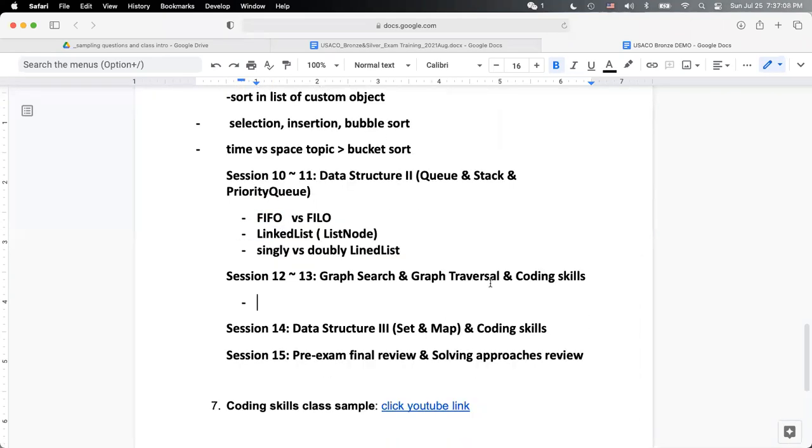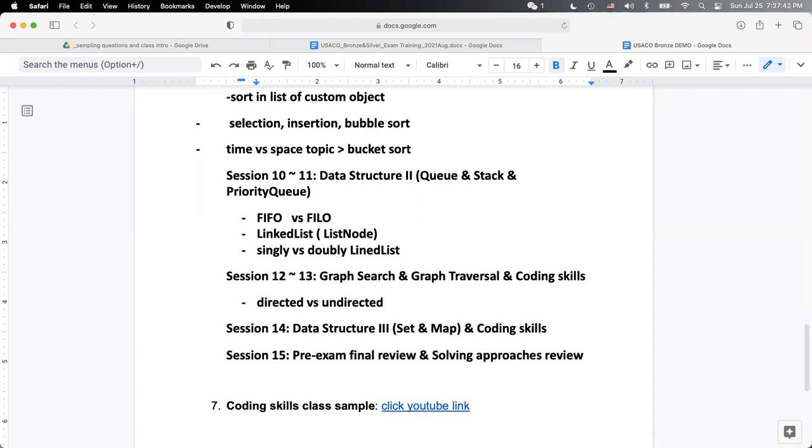Regarding graph search, graph traversal, and coding skills, we explain what the coding skill behind it is. In general, the graph topic is very heavy in silver, but not that heavy in bronze. Sorry, we do not have a graph problem in bronze. There is. So generally for graph problems, we have two different categories. One is directed, one is undirected.